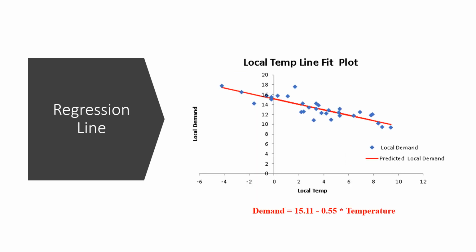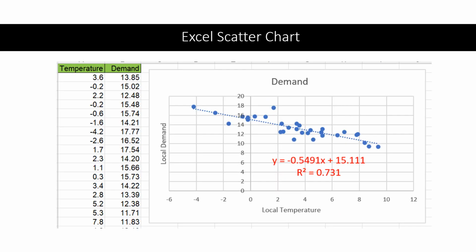The equation of the demand prediction as a function of temperature is therefore demand equal to 15.11 minus 0.55 times temperature. You can obtain the regression line with Excel scatter chart directly from the X and Y data. Select linear regression. As an option, you can also display the formula and the R-square value.